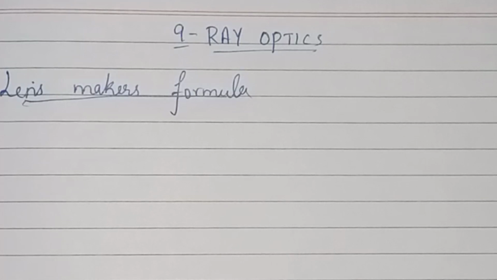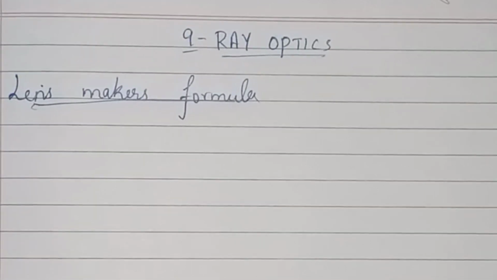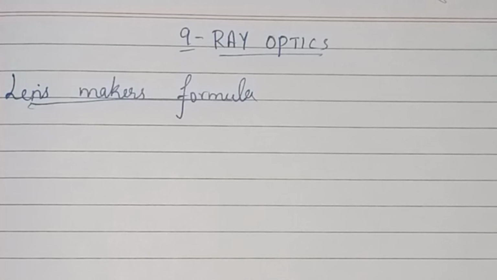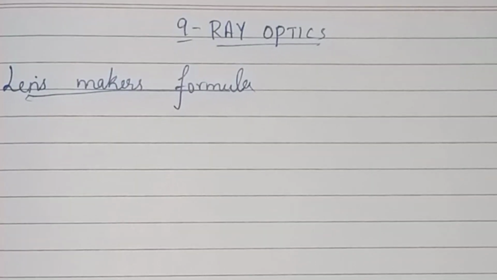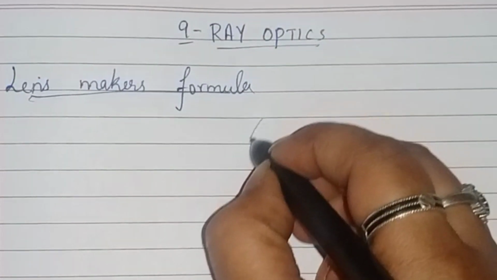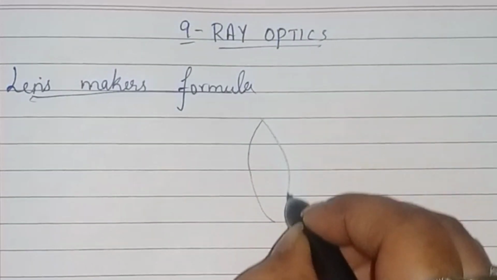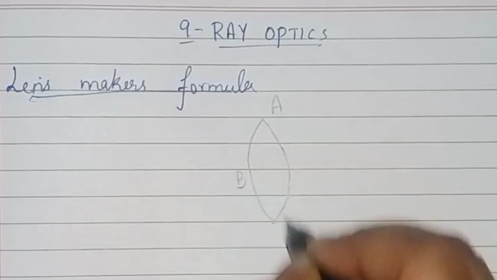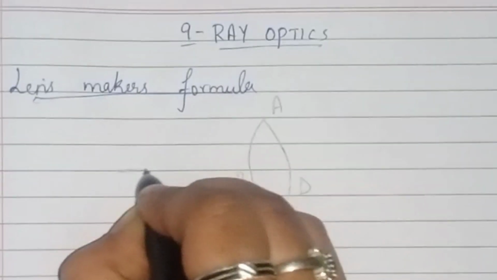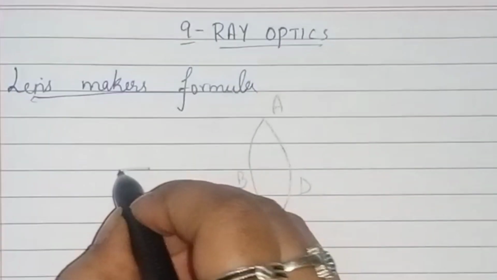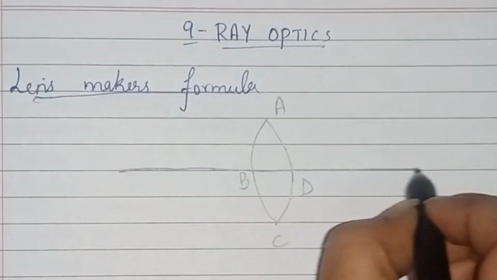In this video we're going to see how we derive an expression for the lens maker's formula from chapter 9, Ray Optics, class 12. First, for the rough diagram, we have to consider a lens. We can name it A, B, C, D. There is a principal axis passing through it.